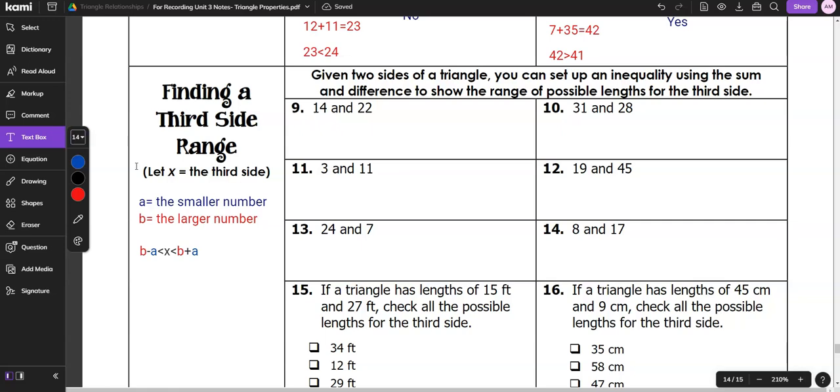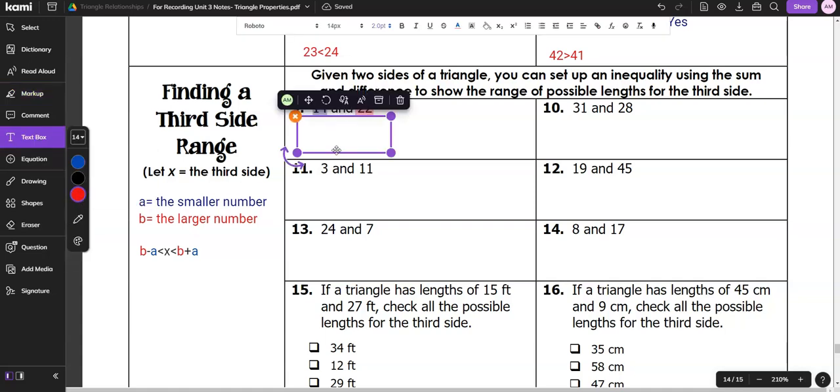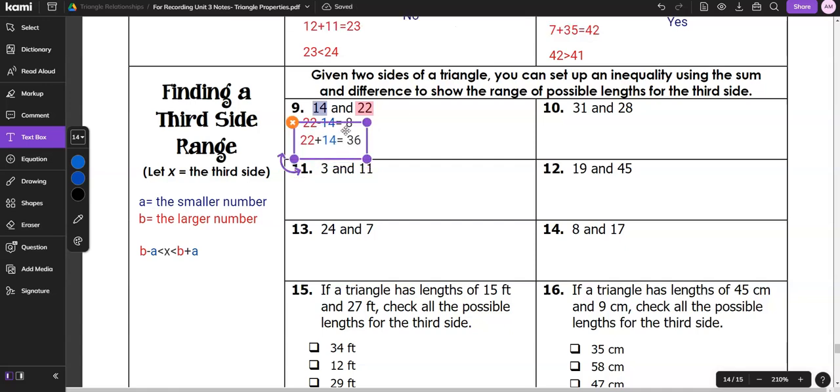So let's go ahead and try it with number 9. So we have 14, that's going to be my A, and 22 is going to be my B. Okay, so we have found that 22 minus 14 is 8, and 22 plus 14 is 36. So if I were to add 22 and 14, that would be 36, so it has to be less than 36 so that we could add them and it would be bigger.